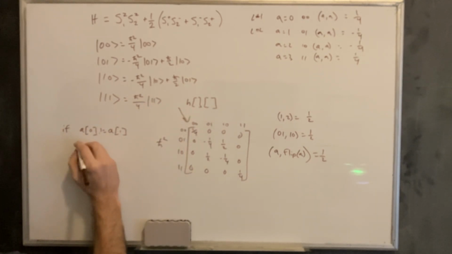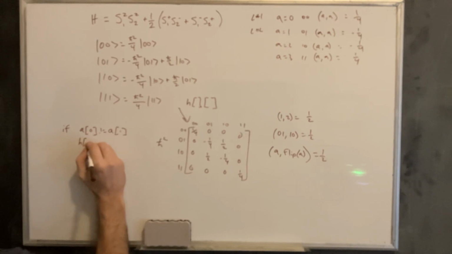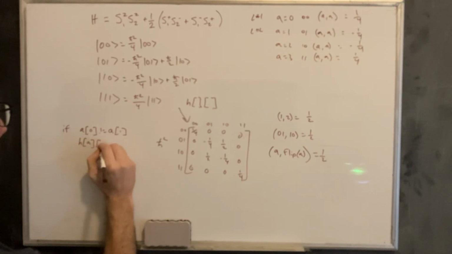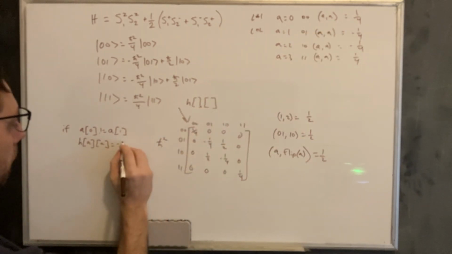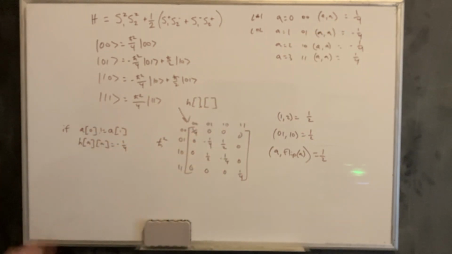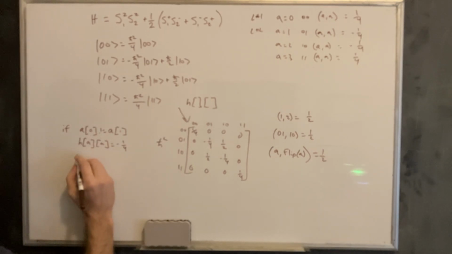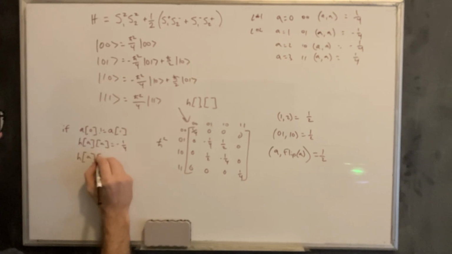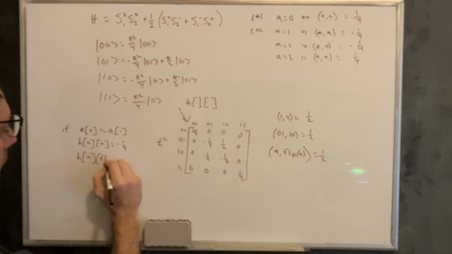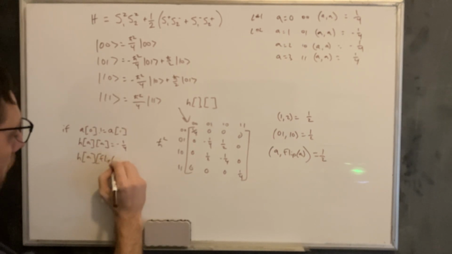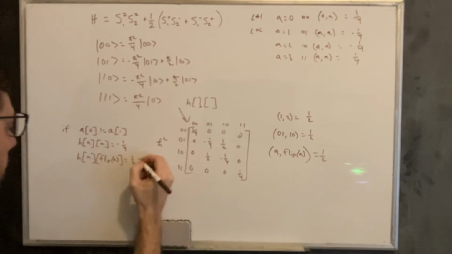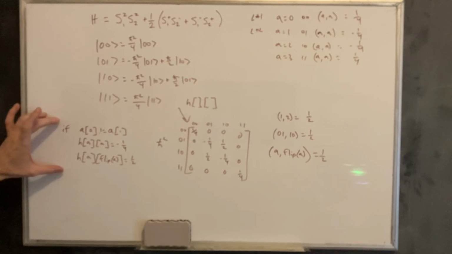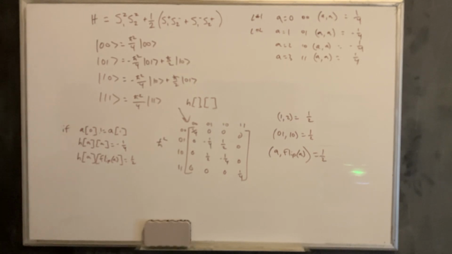So first of all, we know that H of A A is going to be equal to negative 1/4. And then we know that H of A, flip A is going to be equal to positive 1/2. All right, so we kind of got our little mini function there.